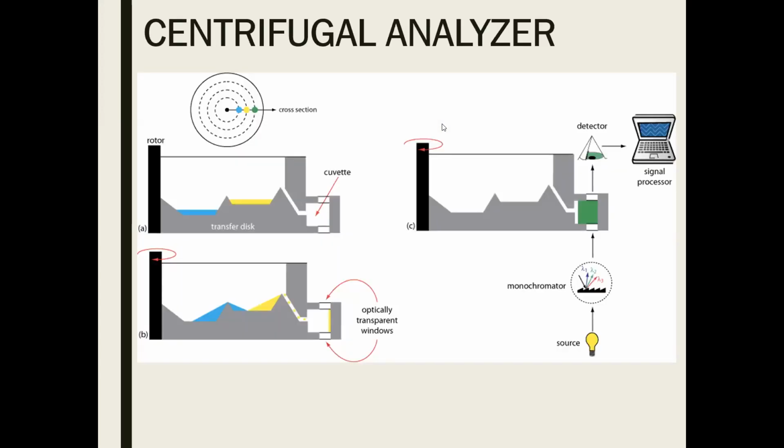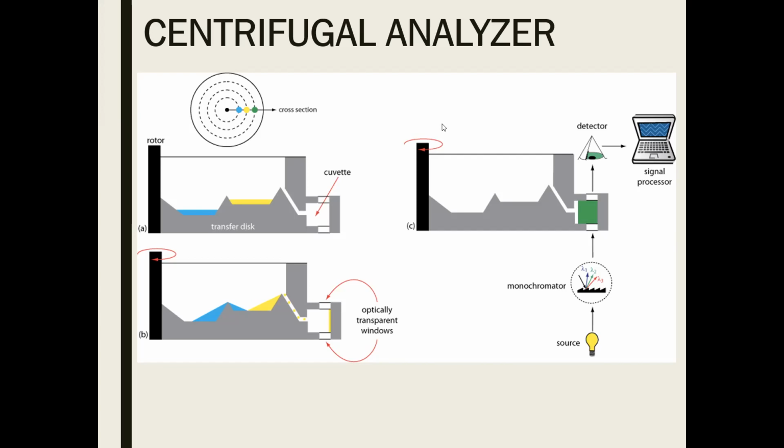Okay, this is the cuvette. It has an optical transparent window. We have a light source here, and the monochromator disperses our light toward our sample, so that the sample will have light absorbance, and our detector will convert the absorbance into a value that will give us the result. So that is your centrifugal analyzer.